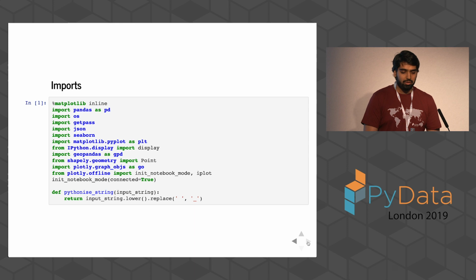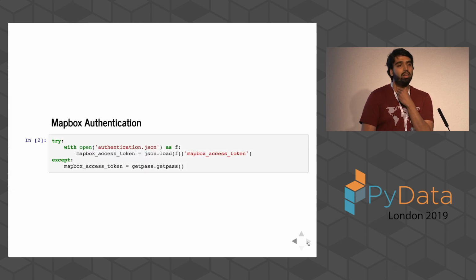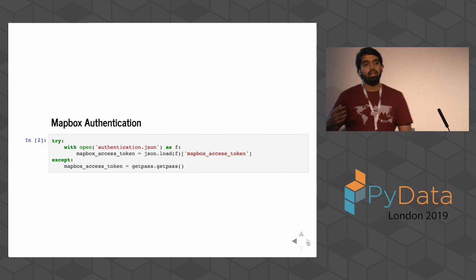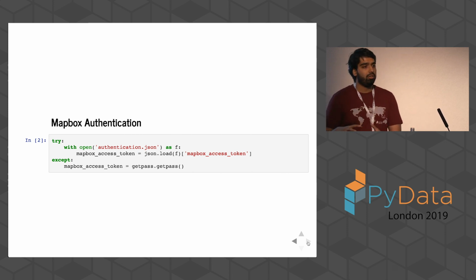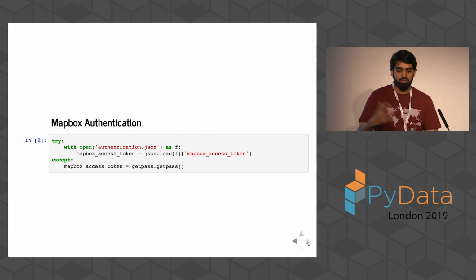So we do all the imports. We use pandas, GeoPandas, matplotlib, and plotly. Those are the four main things that we're using. And I'm using this thing called Mapbox. Mapbox is basically an API that is embedded within Plotly, so you can use their street-level maps and other maps to visualize these things.